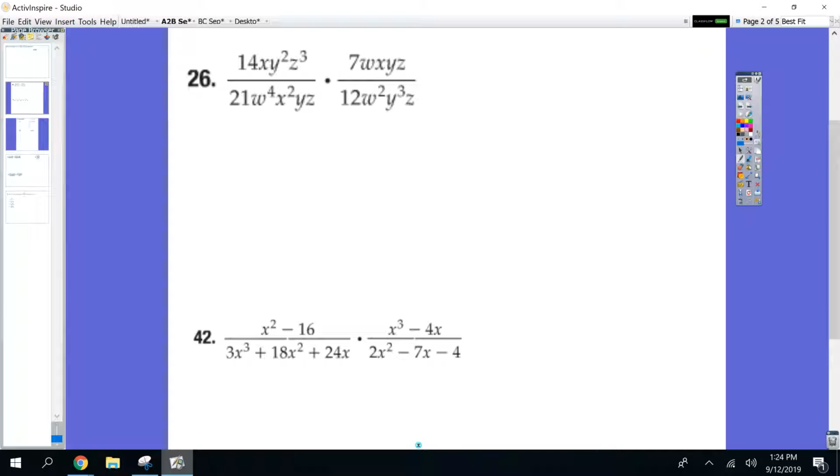Okay, for number 26, I asked you guys yesterday, look to see if you could factor first. Can you factor anything on number 26? Look at all four numerators and denominators. Can you factor any of those? No, you cannot. Now, if you can't factor, you look to cross out.